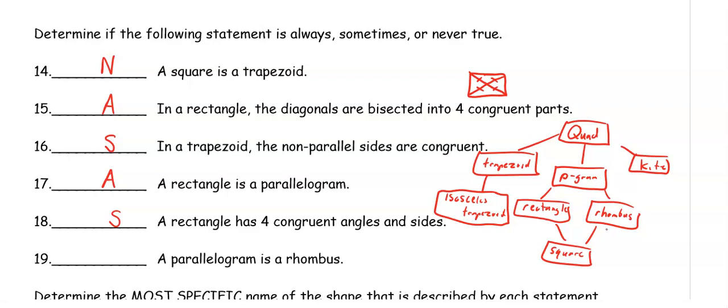19, a parallelogram is a rhombus. So this time we are going down the family tree. So it could be a rhombus, but it could also be a rectangle. So this is just a sometimes.